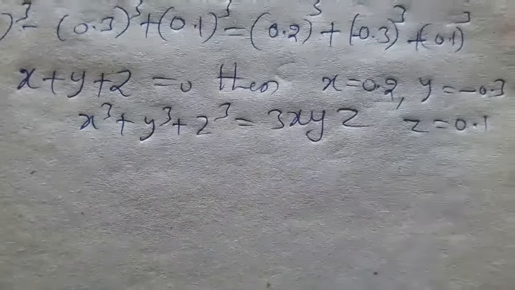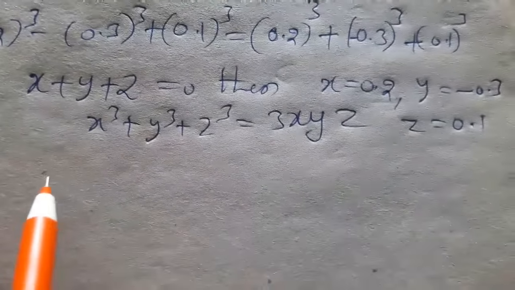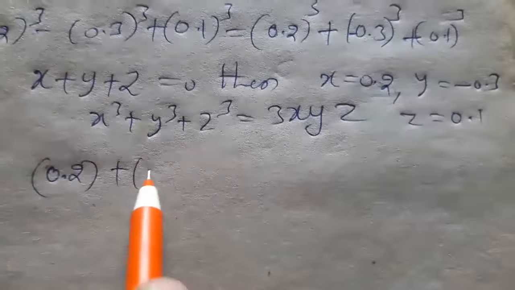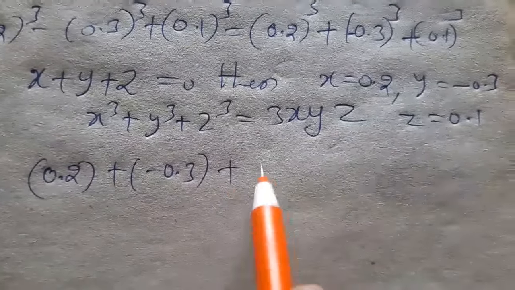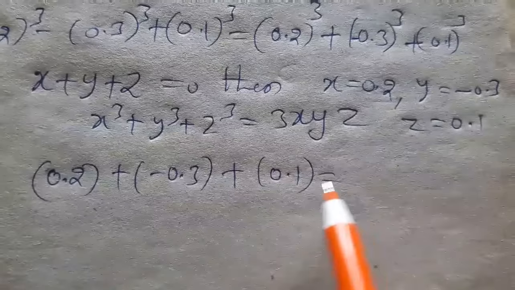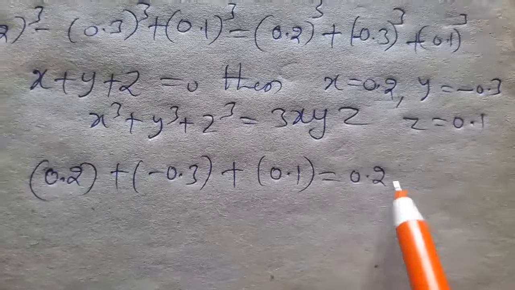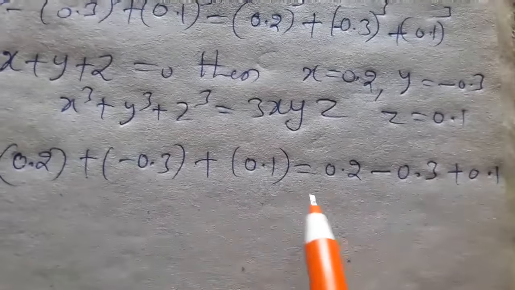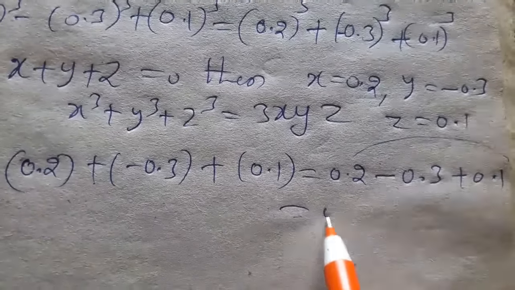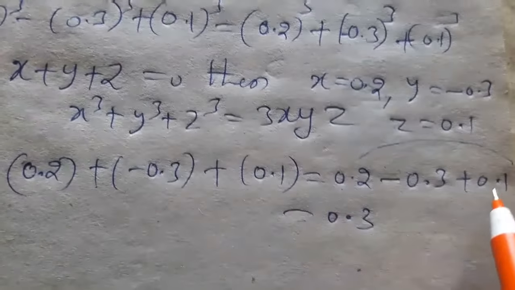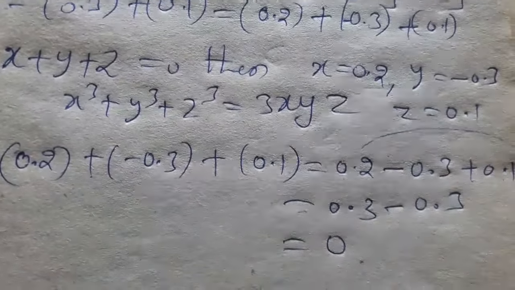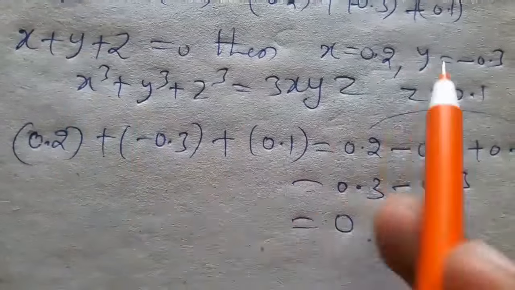Now take the sum of the bases. The bases are x, y, z, isn't it? So the x value is 0.2 plus the y value −0.3 plus the z value 0.1, that equals 0.2 plus into minus became minus 0.3 plus 0.1, isn't it? Add these two, 0.2 plus 0.1 becomes 0.3, minus 0.3. Now what do we get? 0.3 minus 0.3 becomes 0. So this is proved.